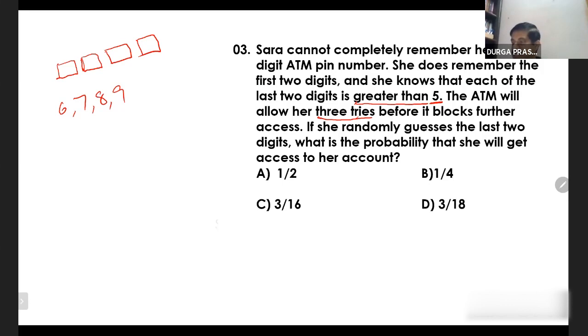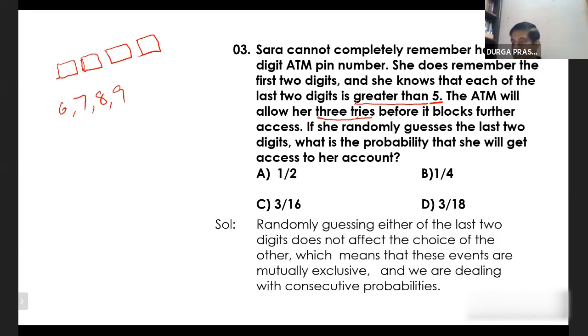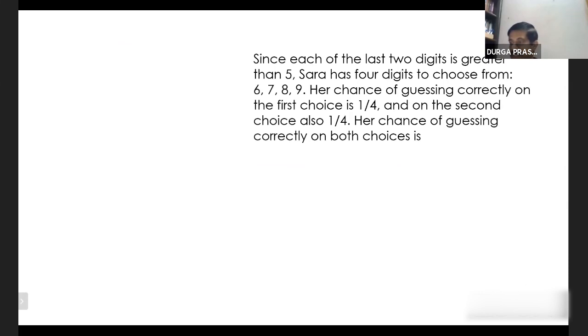Now look at this. Randomly guessing either of the last 2 digits does not affect the choice of the other, which means these events are independent and we are dealing with consecutive probabilities. I think you understand the meaning of the sentence we mentioned. The total possibilities for the last 2 digits, as I mentioned, should be 6, 7, 8, 9.